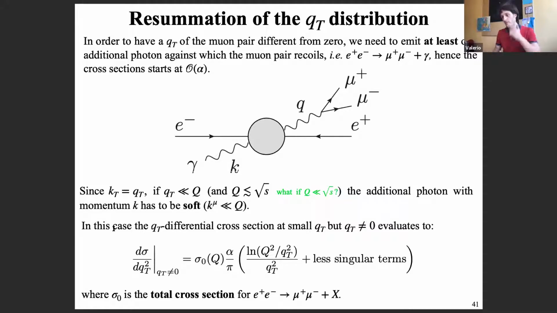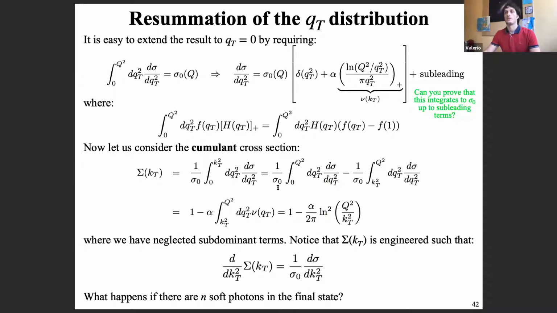So Parisi and Petronzio actually did the calculation, and what they got for QT different from zero is this expression here. They have that the differential cross-section in QT is proportional to sigma zero, which is the total cross-section for e plus e minus into mu plus mu minus plus anything, times a log of Q over QT, over Q square. Of course, you have a power of alpha s, which is driven by the fact that you have an additional photon, and then you have less singular terms. You have other stuff, but this is the dominant contribution when QT is much smaller than Q.